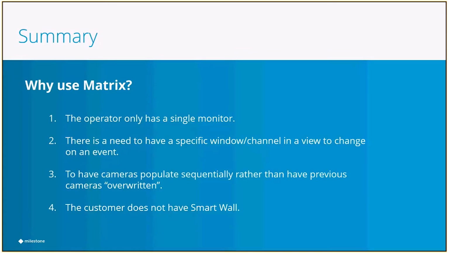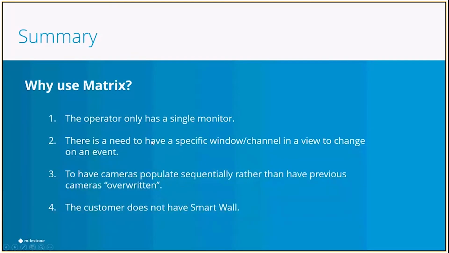All right, so just to wrap it up in summary, why would you use Matrix? One is that the operator only has a single monitor, and you want them to be able to operate within specific views. Again, you could put that Matrix window in a specific view. There may be a need to have a specific window or channel in a view change on a specific event. So again, it's similar to the first, but there are a couple of use cases where that might make sense. It may be desirable to have cameras populate sequentially rather than have the previous cameras overwritten. That relates to the differences between the SmartWall and Matrix behavior that I went over.